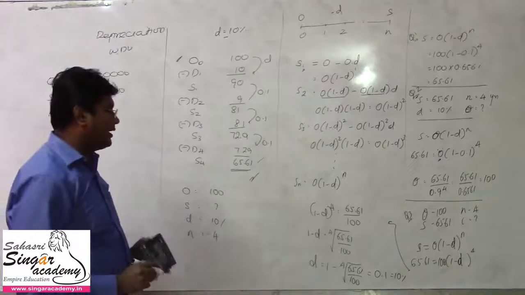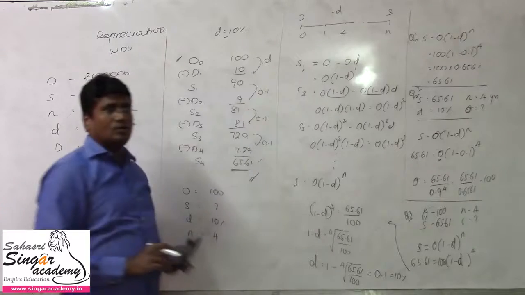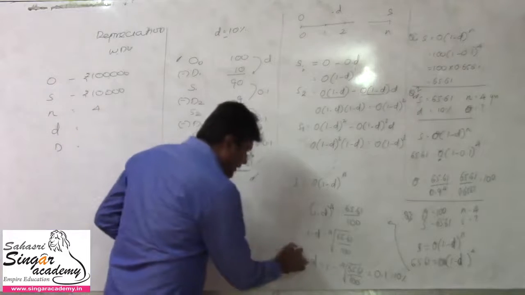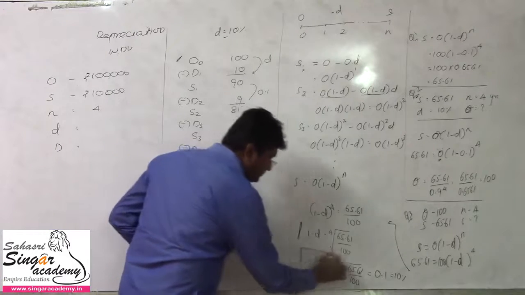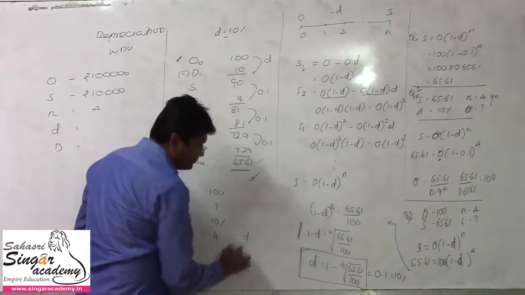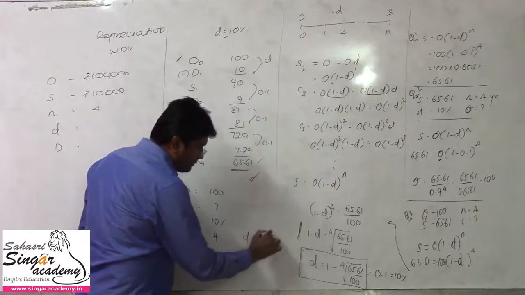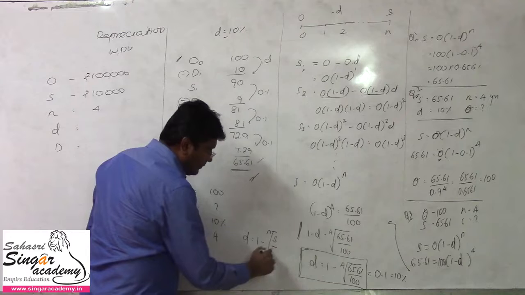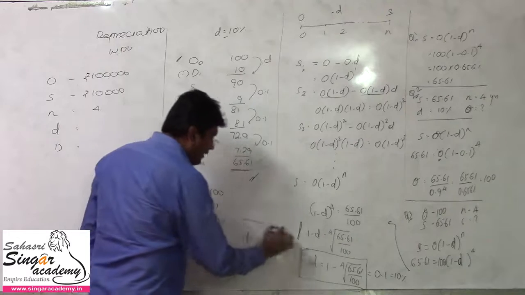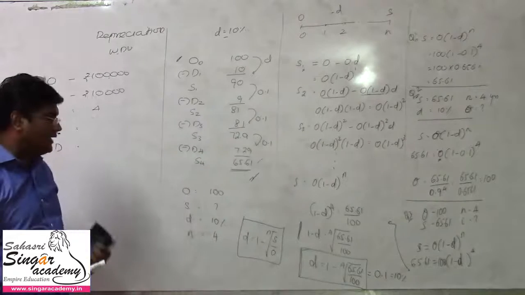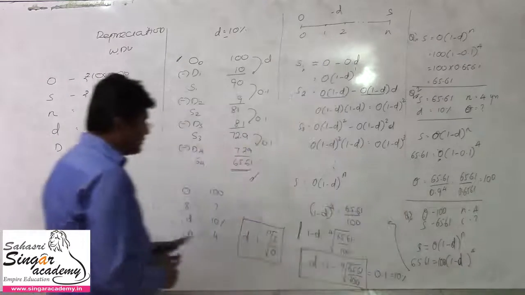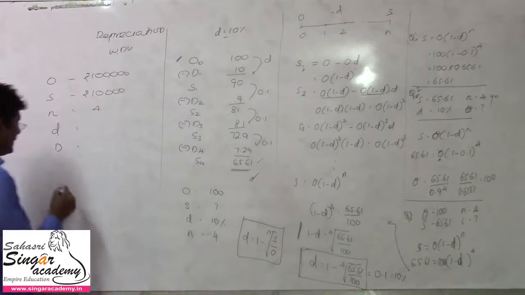You can use the same formula for everything. Which formula? Scrap value is equal to O into 1 minus D to the power n. Let me decode this part. D is equal to what? 1 minus the nth root, where n is 4, of 65.61, which is S, over 100, which is O, the original value. This is how the formula can be arrived at for the rate of depreciation. So the rate of depreciation is D is equal to 1 minus the nth root of scrap value divided by original value. You can use this direct formula. Let me show how to arrive at that formula directly.